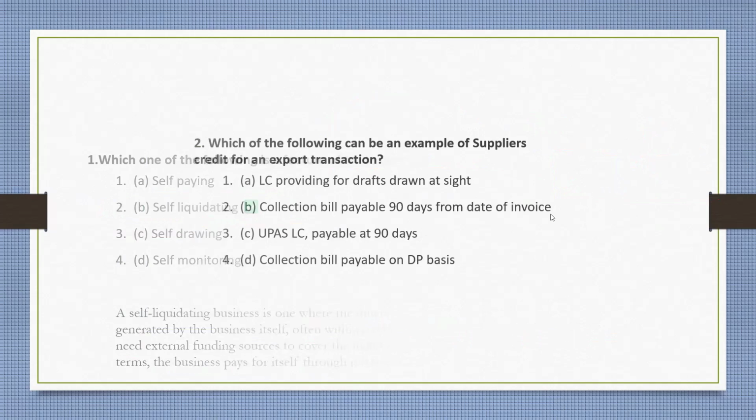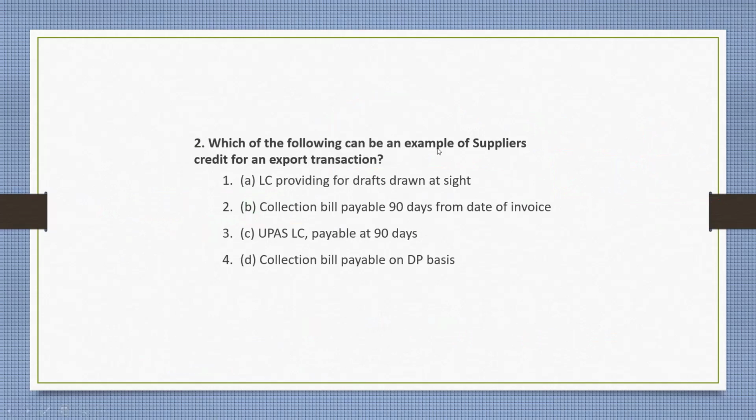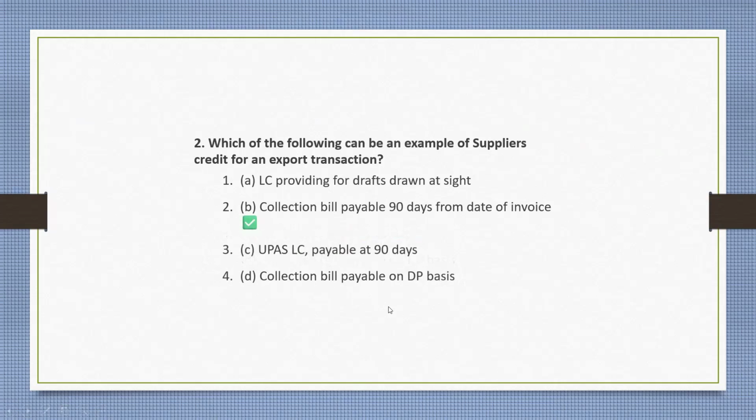Let's see the next question. Which of the following can be an example of supplier credit for an export transaction? First, LC providing for drafts drawn at sight; second, collection bill payable 90 days from date of invoice; third, usance LC payable at 90 days; fourth, collection bill payable on DP basis. So let's see what is the correct answer. Correct answer is B, that is collection bill payable 90 days from date of invoice. So this is the example of supplier credit.